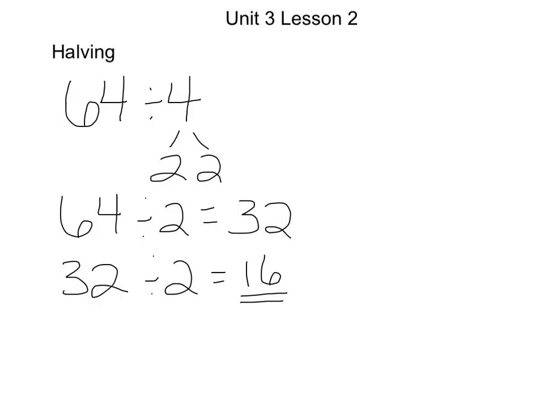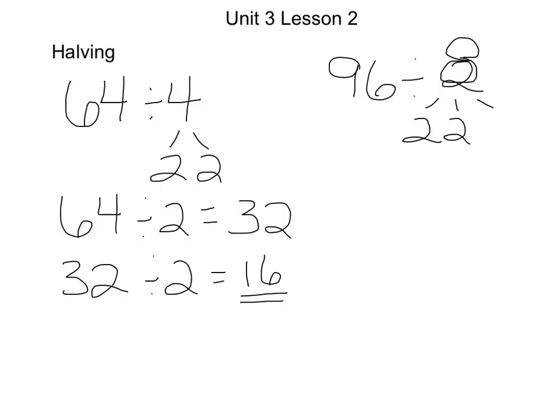There's also repeated halving, which just means you're doing it more than twice. So you may have a question such as 96 divided by 8, sorry. They would know that 2 times 2 is 4, and 4 times 2 is 8. So they would have 3 2's.